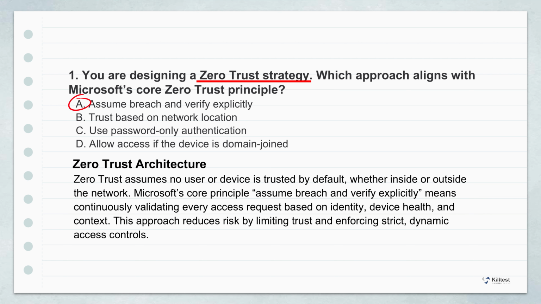Every time. And how does that verification actually work? Well, this is where it gets really powerful. It uses all the data points available. User identity, of course, but also device health, location, the service they're trying to access. All those context signals. Exactly. All that context to make real-time, really granular access decisions. It's not just about tougher passwords. It's a proactive strategy.